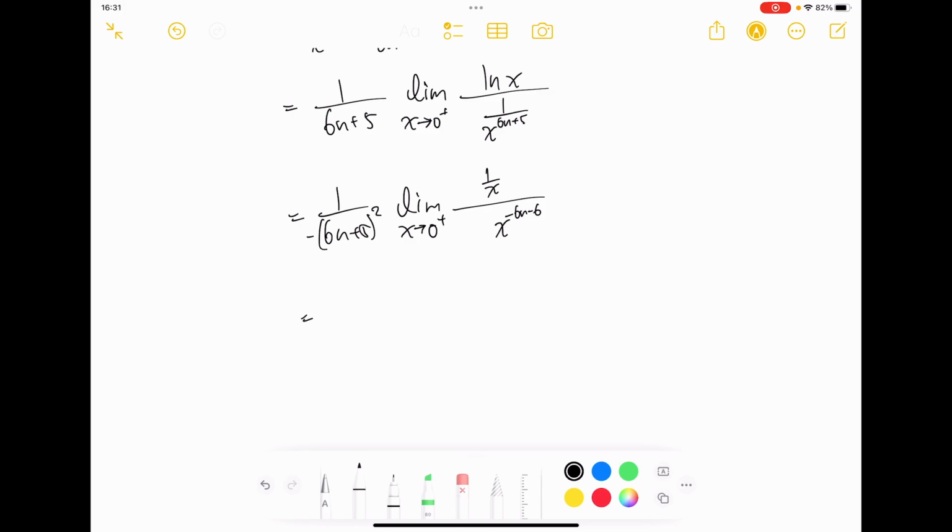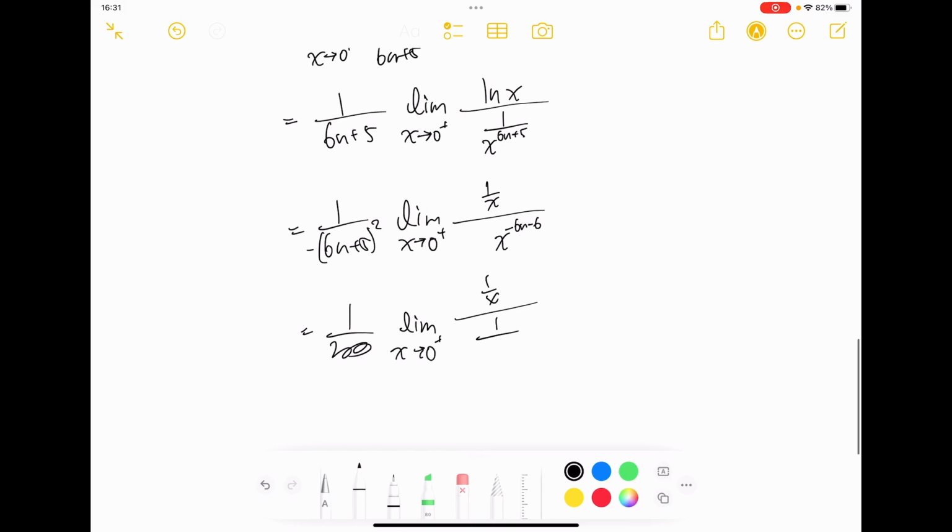And now let's write this in a better way. So we've got 1 over whatever, because that really doesn't matter in the end. So this limit, and then 1 over x divided by 1 over x to the 6n plus 6 now.